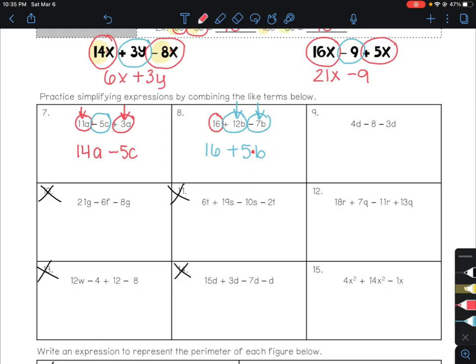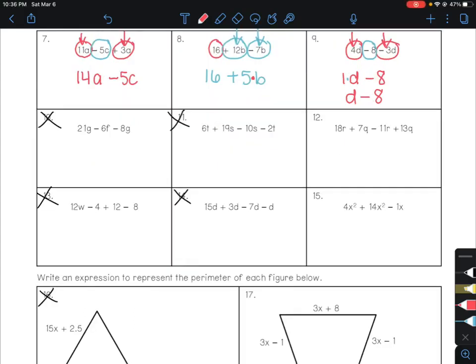Okay, number 9, 4 times d minus 8 minus 3 times d. So 4d minus 3d, those match, and then we have a minus 8. Subtract your coefficients because there's a subtraction here. 4 minus 3 is 1 times d minus 8. This 1 doesn't need to be written because 1 times anything is that thing. So this is actually the exact same as just d minus 8.